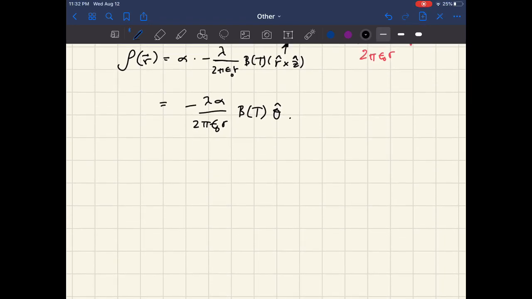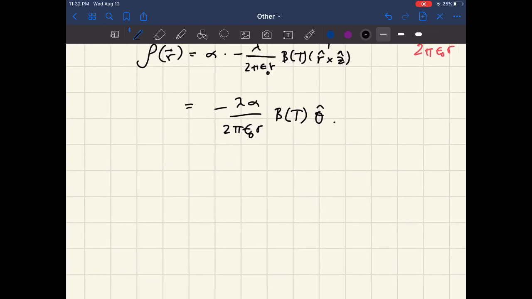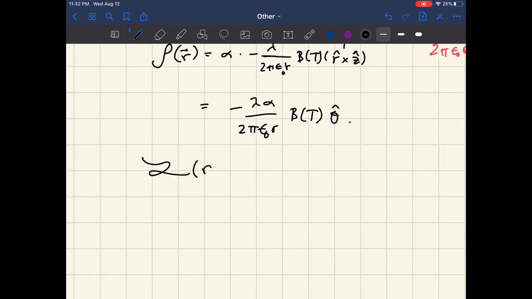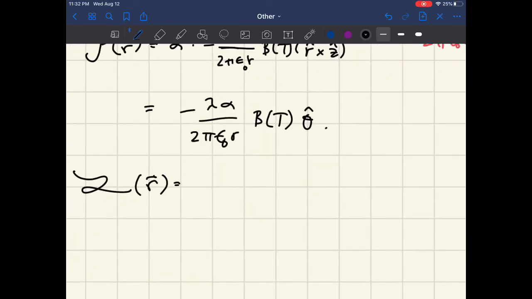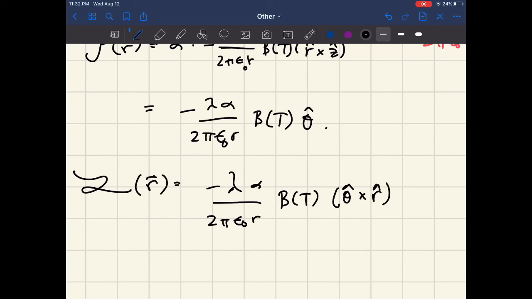Now, let's plug this into your first formula for angular momentum, L of r. I'm getting a little lazy with my drawing. Maybe I'll organize it before I send it in the description. But L of r is equal to negative lambda alpha over 2 pi epsilon naught r times B of t, and then you have your theta hat cross your r hat. This gives you z hat.